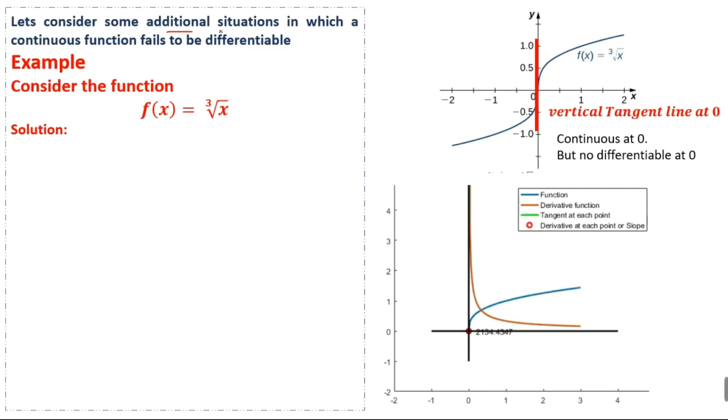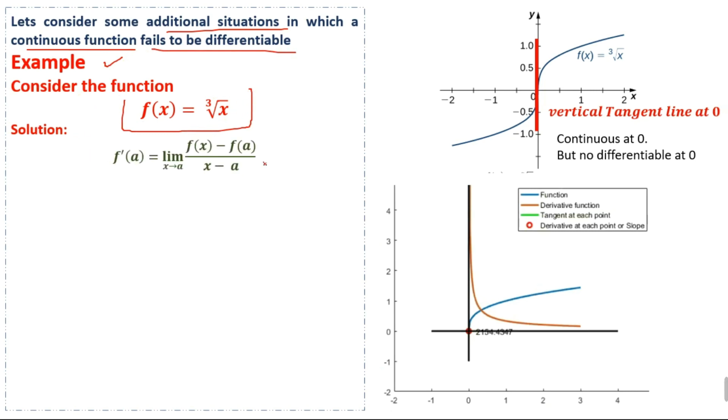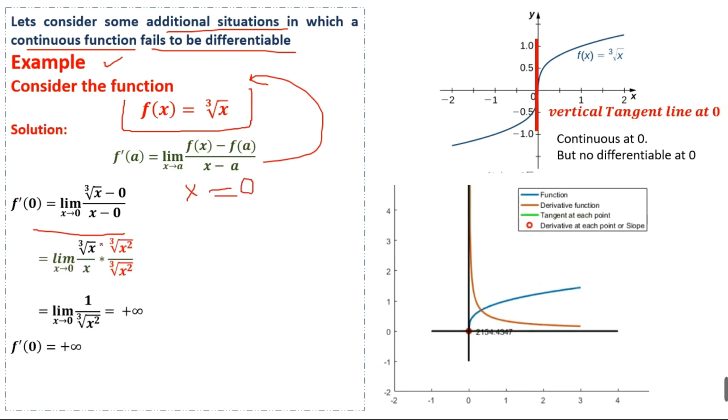Let us consider some additional situations in which a continuous function fails to be differentiable. Example: consider the function f of x that is equal to the cube root of x. We apply the definition of the derivative on the given function at x is equal to 0, and we get this expression. After simplification, by multiplying and dividing, we get the limit as x approaches 0 of 1 divided by the cube root of x square, that is equal to positive infinity. So at x is equal to 0 the function is not differentiable. This means the slope of the tangent line at x is equal to 0 is infinite.